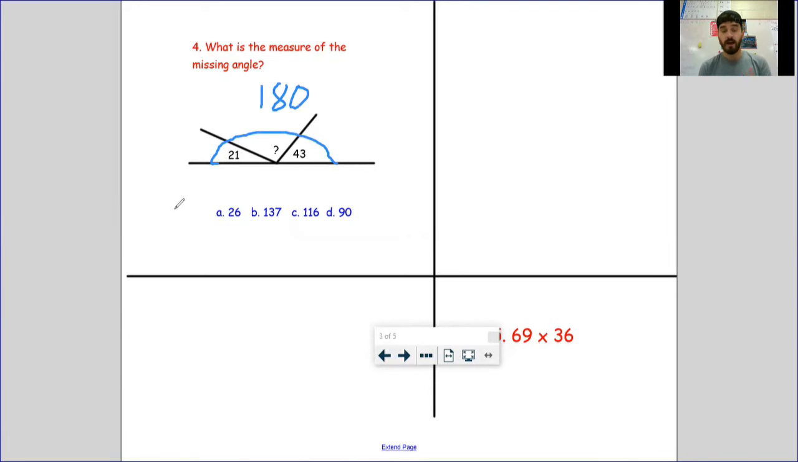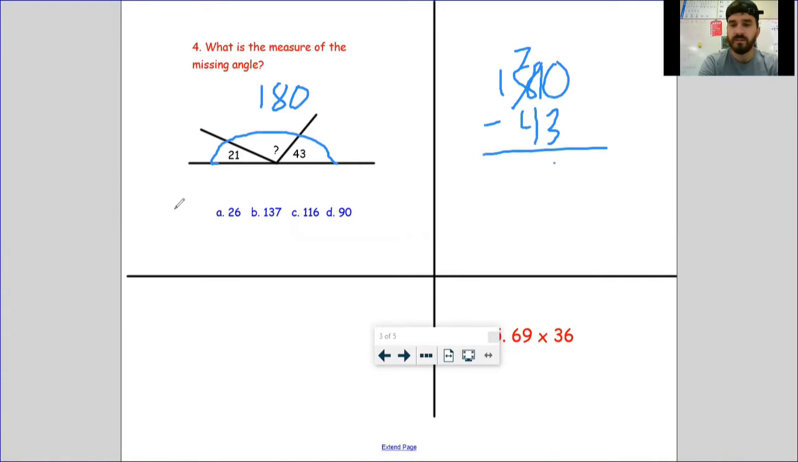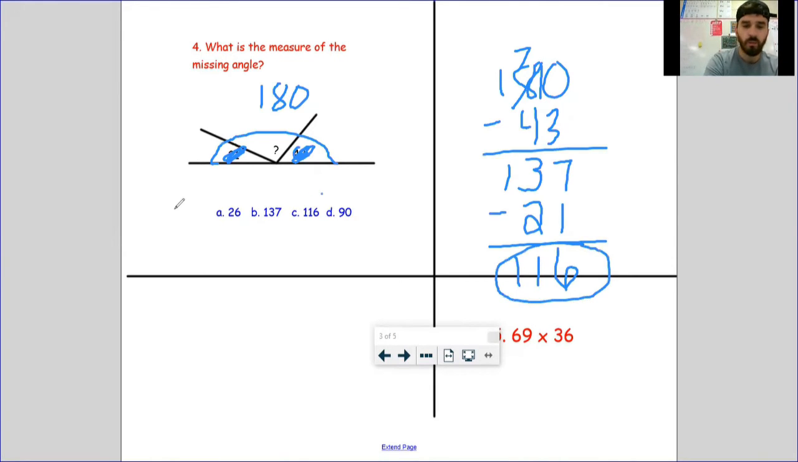If I know the whole thing's 180, and I've already got a couple of chunks of it, I can take those away so I can see what's left. So again, let me take my 180 degrees, my straight angle. Let me get rid of the 43 degrees that I already have. Got to do a little bit of regrouping to get started. But 10 minus 3 would give me 7. 7 minus 4 would give me 3. Bring down the 1. But then I've also got 21 degrees over here. Let me go ahead and get rid of those 21. 7 minus 1 is 6. 3 minus 2 is 1. Bring down the 1. It would have been 116 degrees.